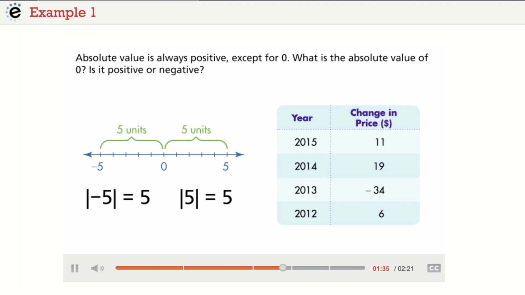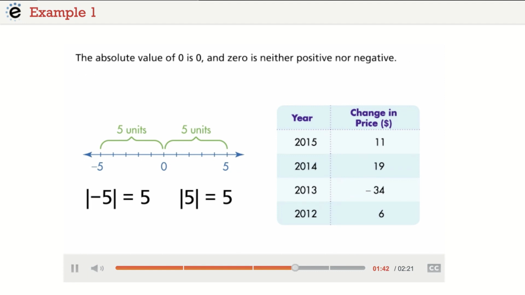What is the absolute value of 0? Is it positive or negative? What do you think? Is the absolute value of 0 positive or negative? Is 0 itself positive or negative? Or is it neither? Do you remember from that last practice in problem solving we did where they asked about 0? The absolute value of 0 is 0, and 0 is neither positive nor negative.